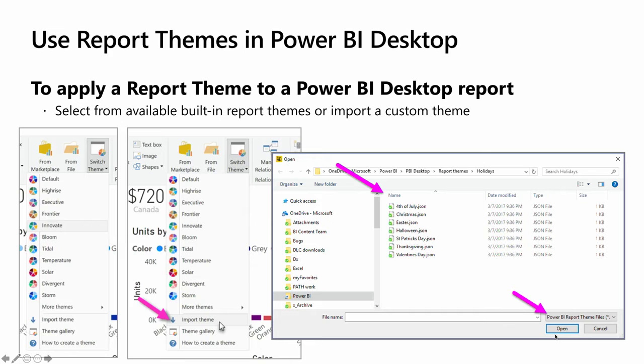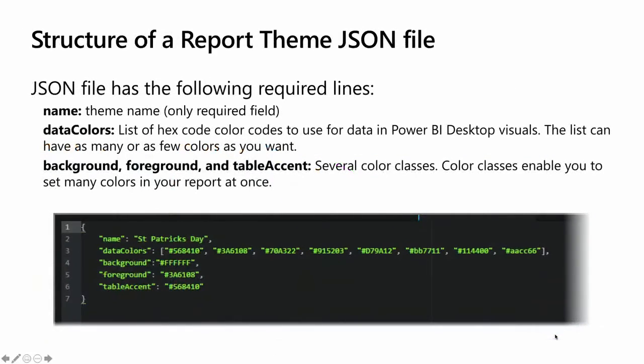In Power BI Desktop, at the top you have an option to switch your theme. You'll see a bunch of different theme options here. If I want to import my theme, I click on Import, Browse, and find a JSON file. The structure of a report theme is a JSON file. In that JSON file, you have the name, which is absolutely required. That is the only required field, but why would you want just the name? You also need to have at least one color, so I should update my slides.